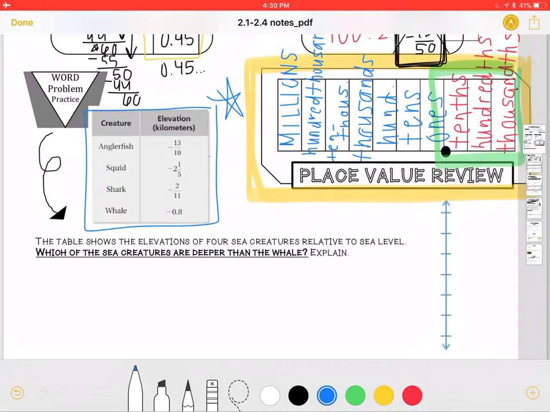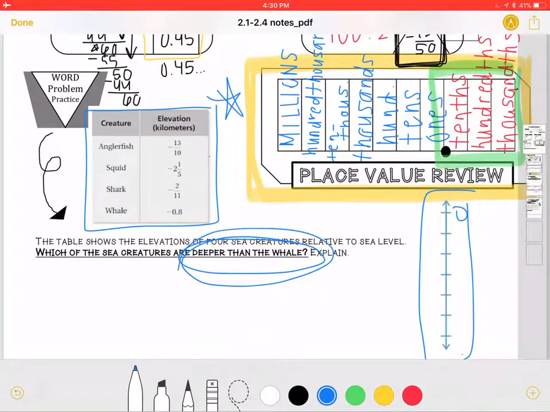I challenge you to try this word problem. I'm not going to check it or anything. I just want you to see maybe what you get. I added this vertical number line here if you want to say, oh, this is sea level, this is 0, and then label going down which creature comes first, which one's the highest versus lowest. I want to know which are deeper than the whale. Okay, good luck. Try that out.